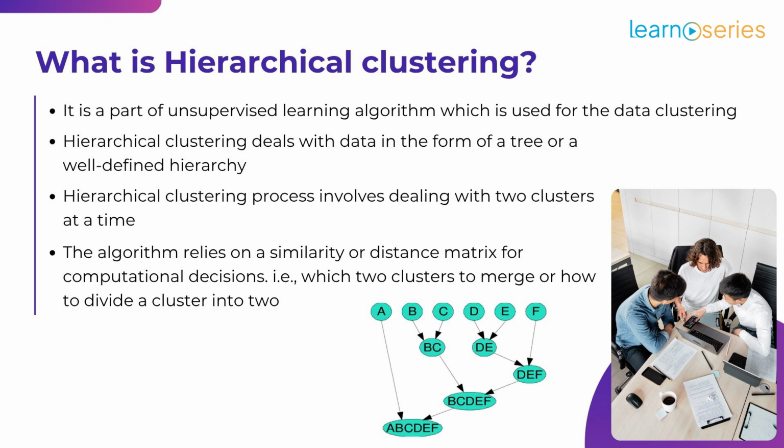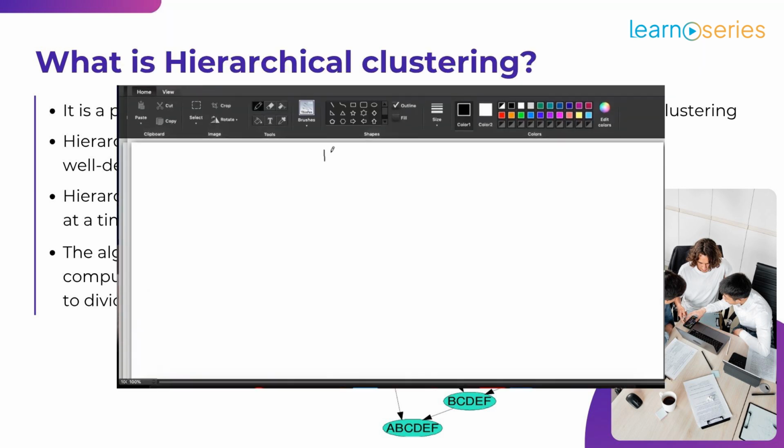It is a part of unsupervised learning algorithm which is used for data clustering. Hierarchical clustering deals with data in the form of a tree or a well-defined hierarchy. The hierarchical clustering process involves dealing with two clusters at a time. The algorithm relies on a similarity distance matrix for computational distance, to decide which two clusters merge and how to divide into clusters. Okay, hierarchical clustering.